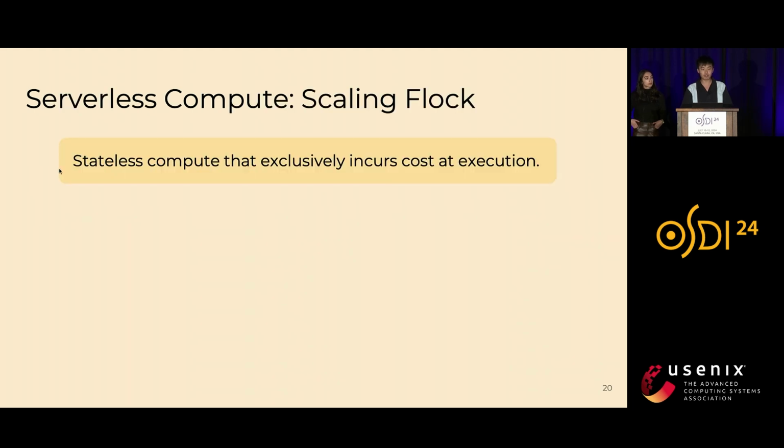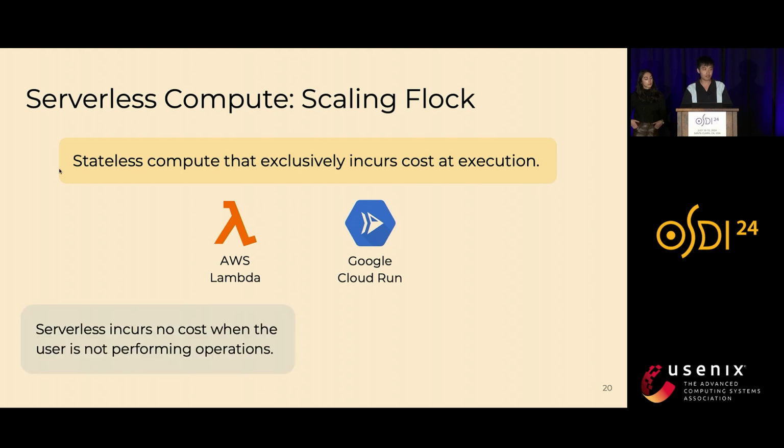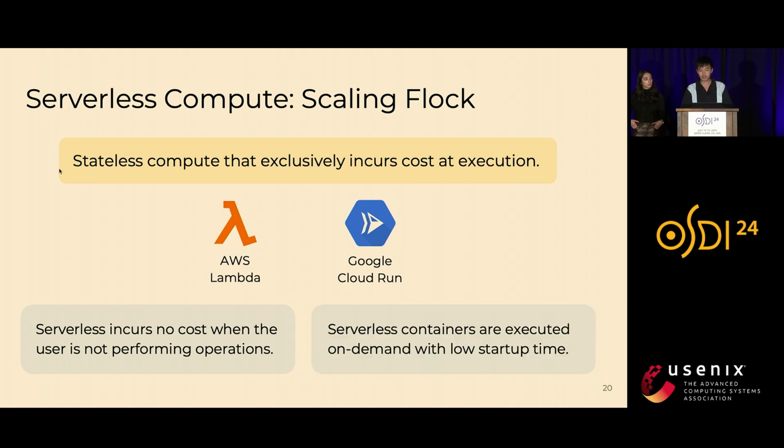Our solution is to leverage serverless computing. Serverless computing is stateless compute that exclusively incurs costs at execution. And major cloud providers such as AWS and Google Cloud provide major serverless offerings. Serverless works great for Flock for 2 main reasons. First, serverless incurs no cost when the user is not performing any operations, which means serverless will be very cheap. And second, serverless containers are executed on demand with very low startup time. That means we are able to get very fast services.